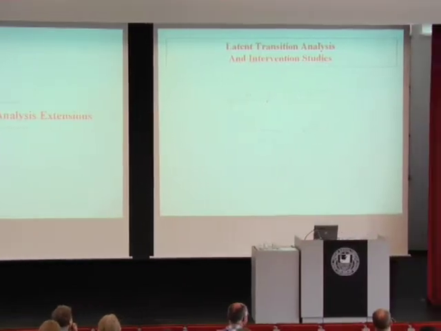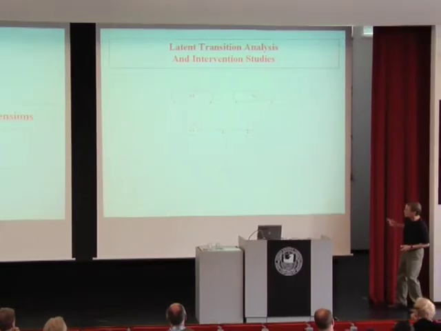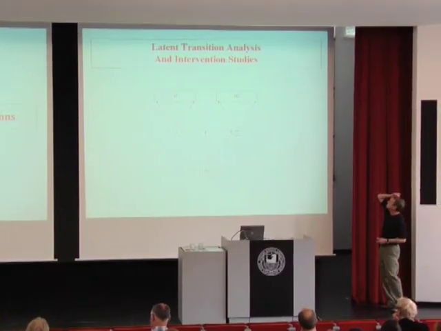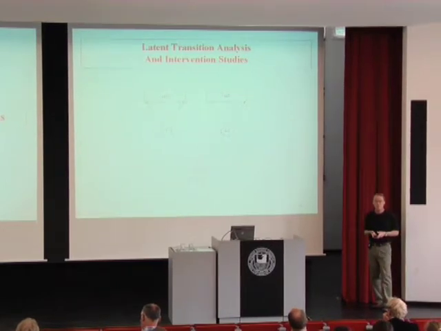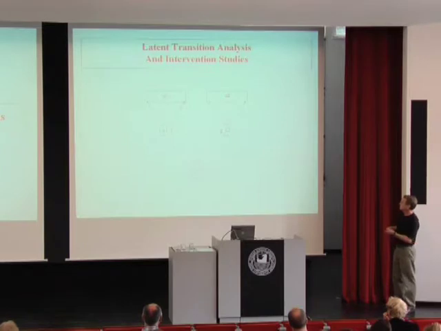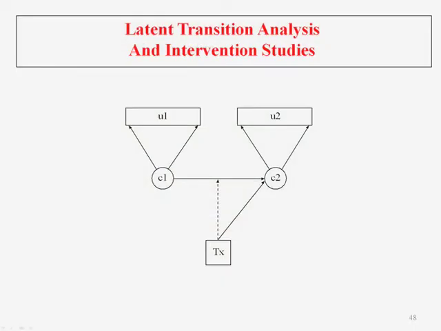So here's one, slide 48. Here's one extension. Say that you have a randomized study, but you have an intervention, and you randomize people into treatment and control groups, and you measure people on a series of outcomes before treatment, so this is baseline, and after treatment.